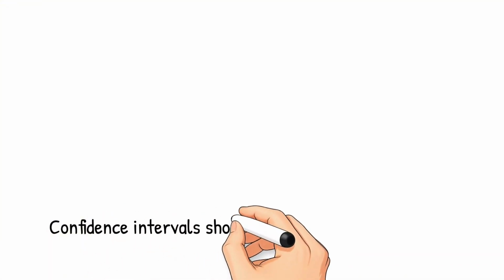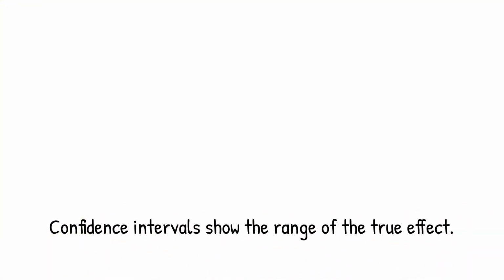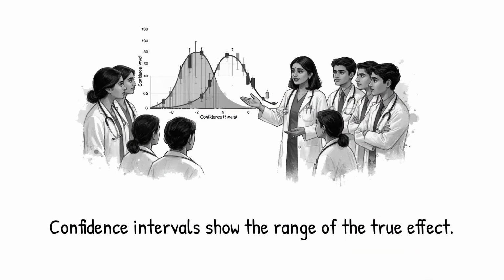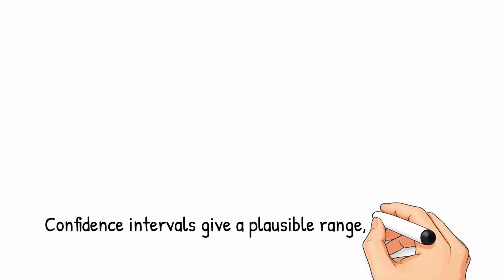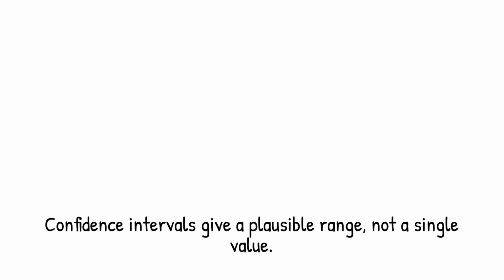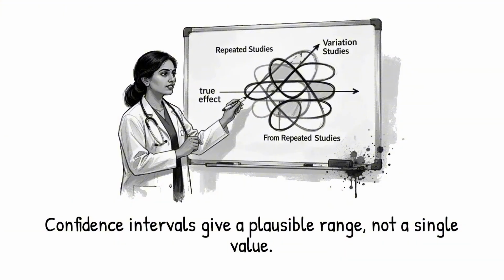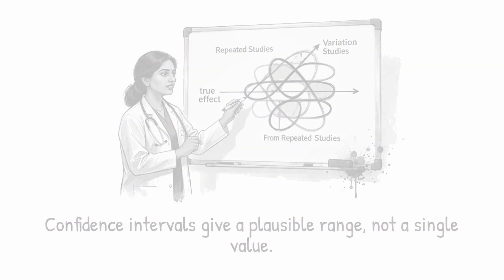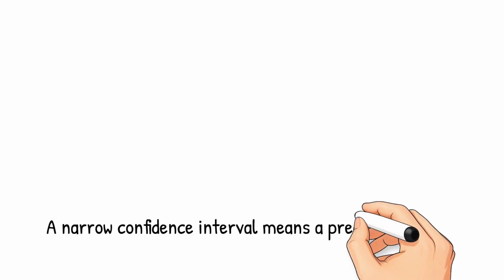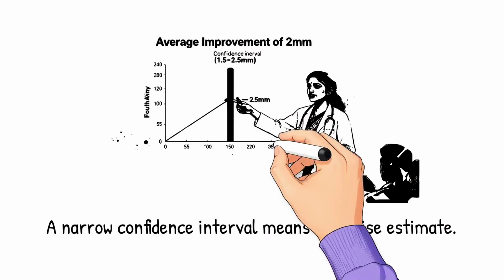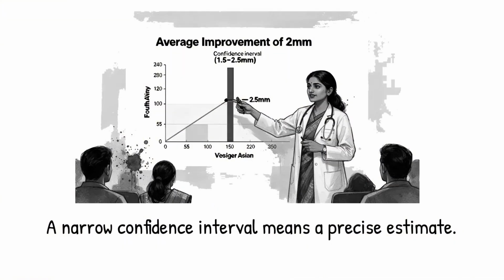Another important concept is the confidence interval. Here's the simplest way to think about it. A study gives you one number, say an average difference between two groups, but that number came from a sample, not the entire population. If you repeated the study with a different group of patients, you would probably get a slightly different number. The confidence interval gives you a plausible range for the true effect, not just a single number. A 95% confidence interval means that if the same study were repeated many times, about 95% of the confidence intervals calculated this way would contain the true effect.